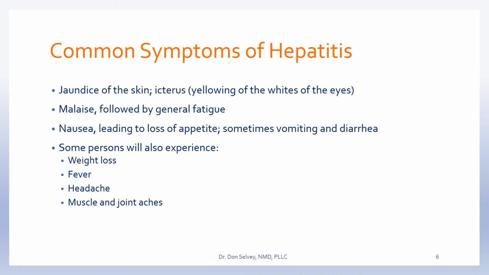So we talked about the jaundice or icterus, the yellowing of the whites of the eyes. Other common symptoms of hepatitis, and again, that doesn't mean everybody's going to have it, but the common symptoms are going to be this malaise, this general fatigue, nausea, can lead to a loss of appetite. It is not uncommon for there to be vomiting and diarrhea. Some persons will, because of this, experience weight loss. Patients may experience fever, headache, muscle and joint aches. Not everyone's going to get all of these things, but these are the things that we normally expect to see in a patient with hepatitis.